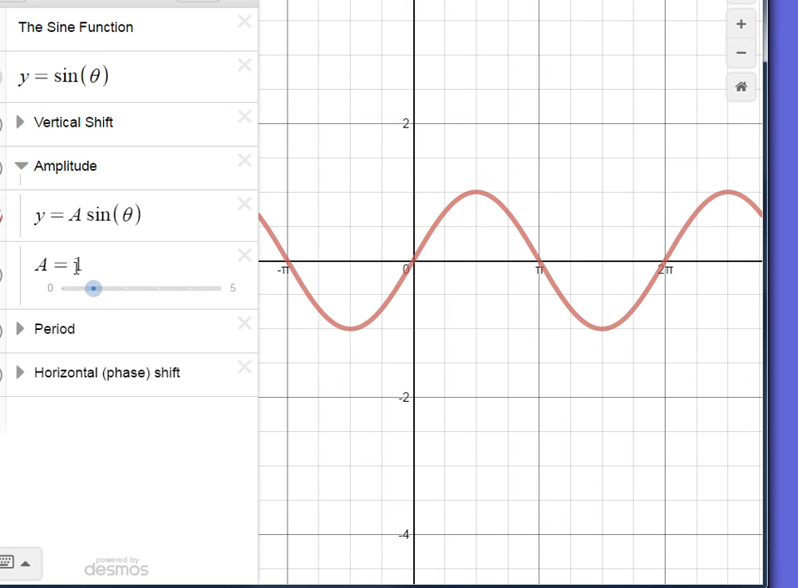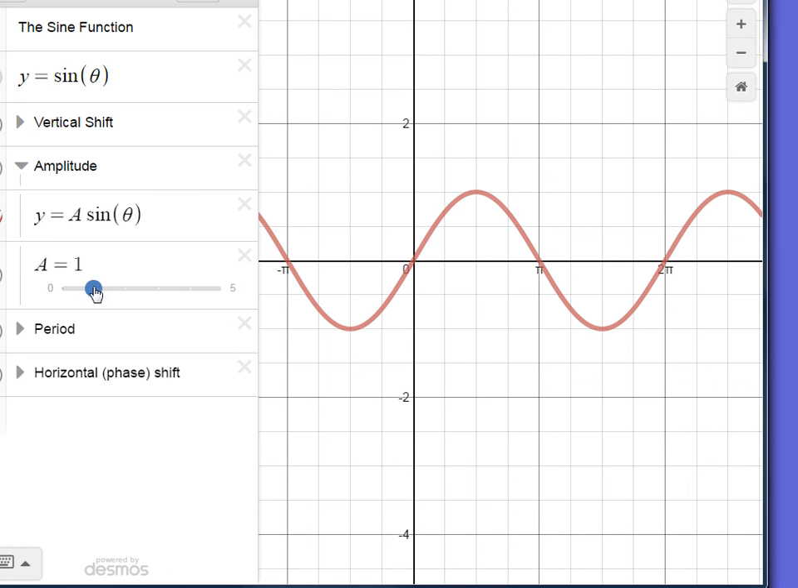So right now we have an amplitude of 1, and what that means is that the distance from the x-axis up to the top of our wave is 1. See how we go 0 here and 2 here? This guy right here is 1. That gives us an amplitude of 1. When the number multiplied times the sine of theta is 1, we say we have an amplitude of 1.